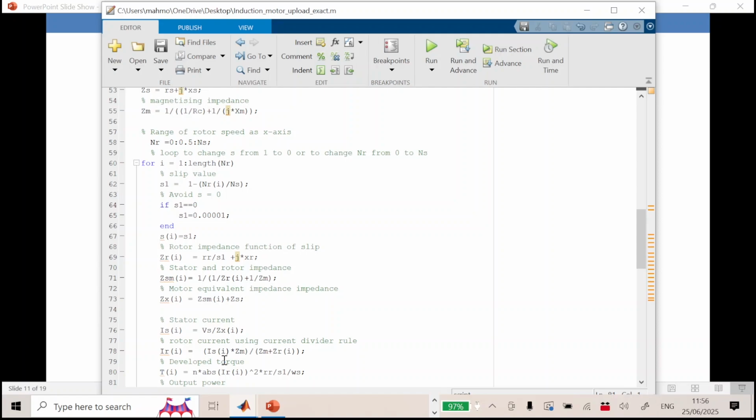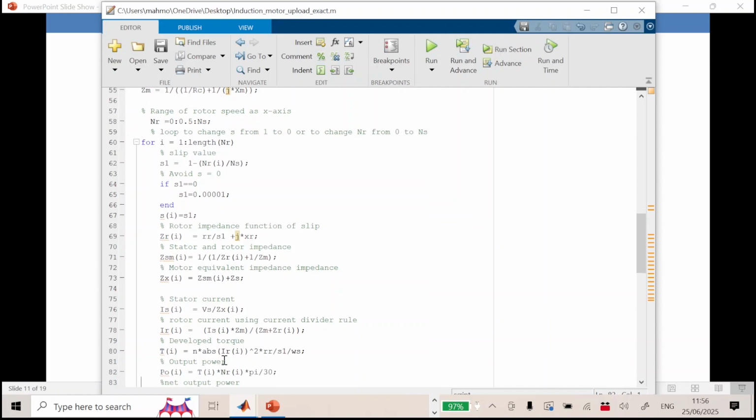So the torque as a function of the slip will be the number of phases multiplied by the absolute value of the rotor current squared multiplied by R rotor over S, over omega S. If you remember, the torque equals P gap over omega S. So that one will be 3 I rotor squared R rotor over S omega S.